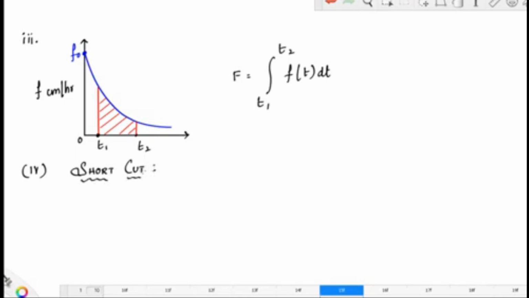So, the shortcut to find out infiltration depth is applicable when a given time t is greater than or equal to tc, that is, when steady state is attained.